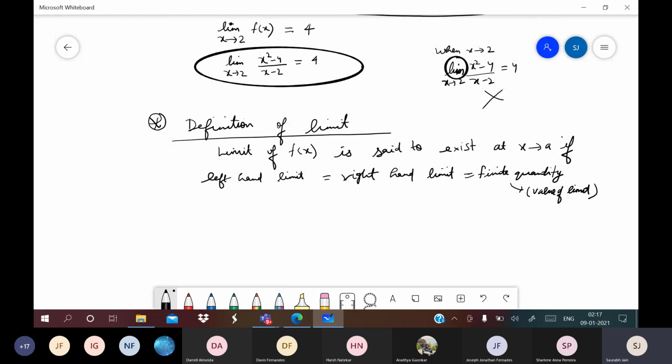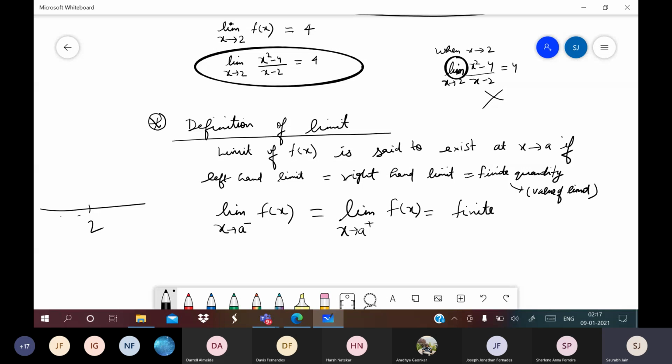How to write left hand limit? See, left hand limit means that x is approaching from the left side, that thing only. How do we write this mathematically? We write it like this. What is this a minus? See, you might have noticed that on the number line, suppose 2 is here, then all the numbers which are to the left of 2 will be less than 2, and all the numbers which are to the right of 2 will be greater than 2. So this a minus and a plus is showing that in the first, the number is to the left of a, and a plus means that number is to the right of a. Again, value of limit.